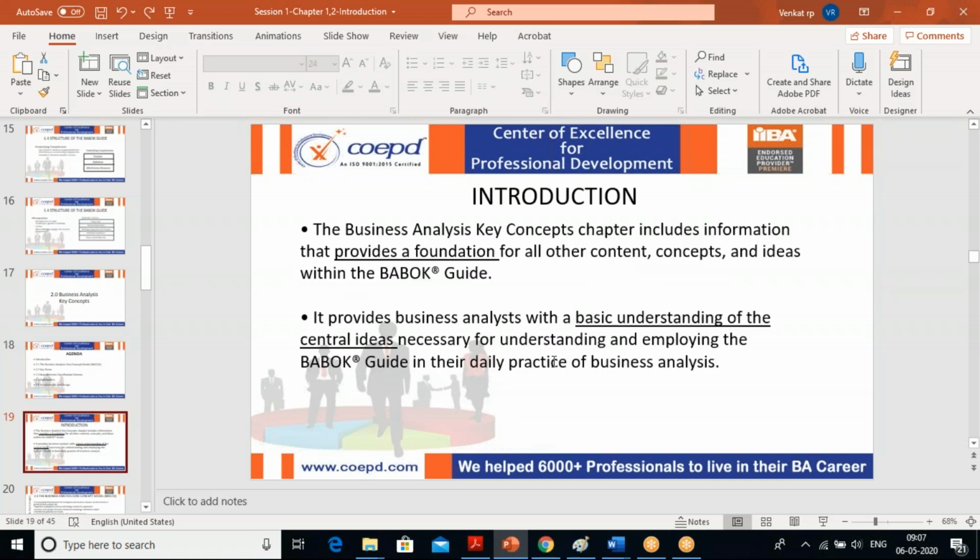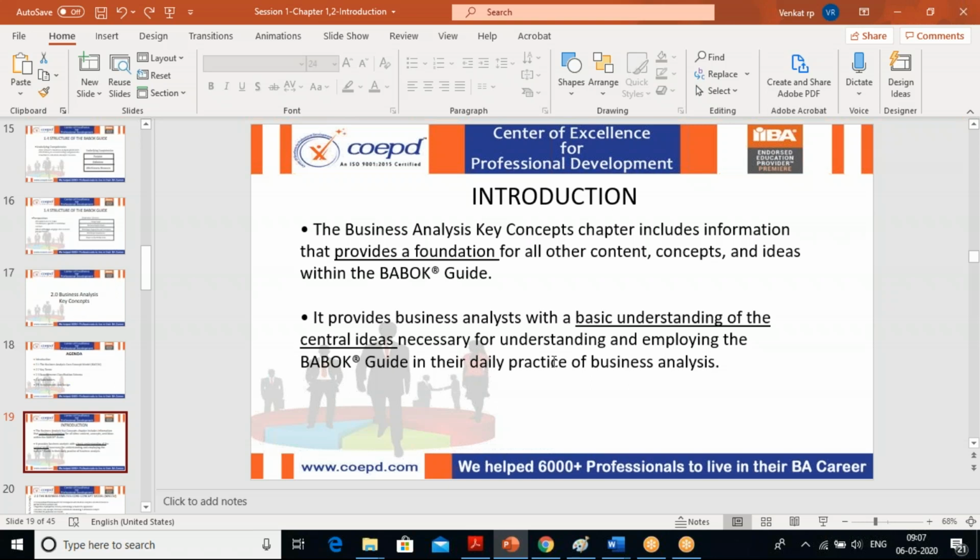And if you understand this particular chapter, it provides a foundation so that you will understand the other content, concepts and ideas within the BABOK guide. That means you will clearly get clarity once you adopt these terminologies. Then it becomes easy for you to understand BABOK. Otherwise you'll not understand BABOK. The key concepts, key terms, stakeholders, the vocabulary used here, everything is covered in this chapter. So we should be very clear about it.